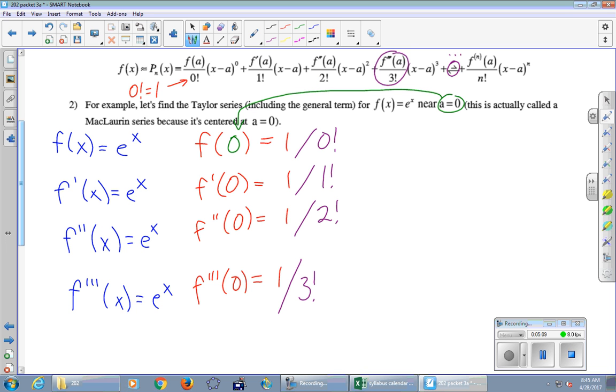Okay, so that means now we're just going to do the calculations. How much is 1 over 0 factorial? That's just 1. 1 over 1 factorial is also 1. Now things change. 1 over 2 factorial, 1/2. And 1 over 3 factorial, 1/6.